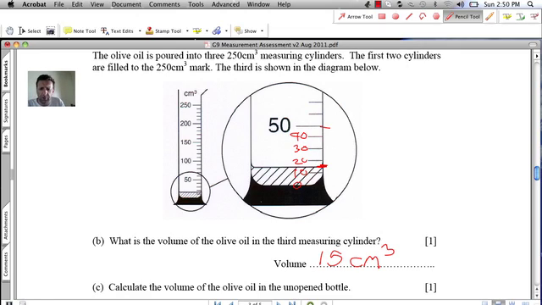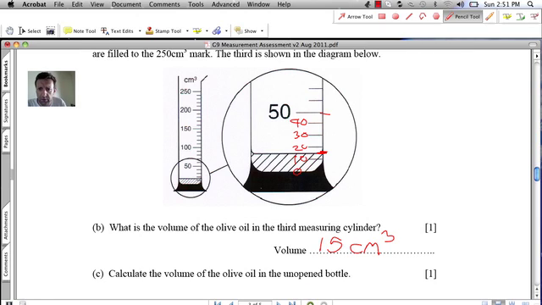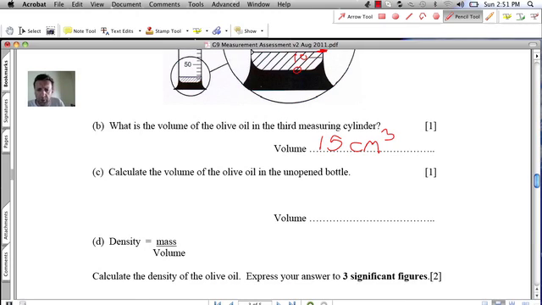Calculate the volume of the olive oil in the unopened bottle. So what's the total volume? Well, we had two 250s and they were full. So that's going to be 250, there are two of them, 250. And then that little bit left over, which I've just worked out, is 15. So my total volume is 515 cm³. I'm getting bored now. Right, 515. Excellent. So I've got the total volume.